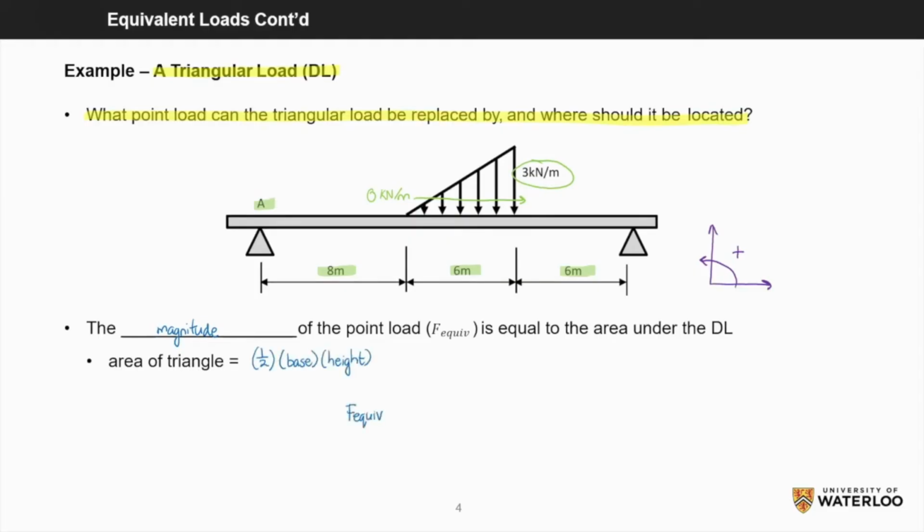So, to create a point load that is equivalent to the DL, we will multiply the distributed force of -3 kilonewtons per meter, negative because it is acting in a downwards direction, with the length of the DL of 6 meters. But since we are dealing with the triangle, we must multiply the entirety by 1/2. This gives us an answer of -9 kilonewtons.